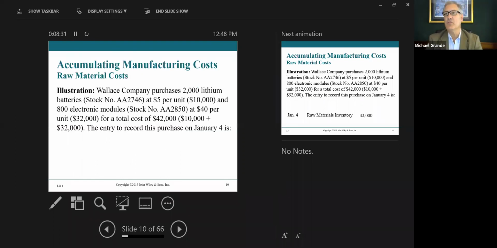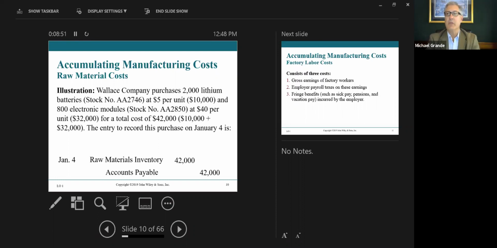Here's an illustration. Wallace Company purchased 2,000 lithium batteries at $5 per unit, or $10,000, and 800 electronic modules at $40 per unit for $32,000, for a total cost of $42,000. The entry to record this purchase on January 4th is as follows. It goes into an inventory account called raw materials inventory. They purchased it on account, so we have a credit to accounts payable.